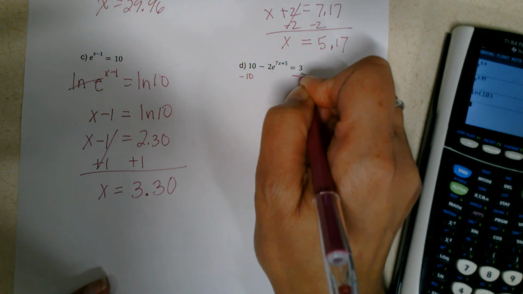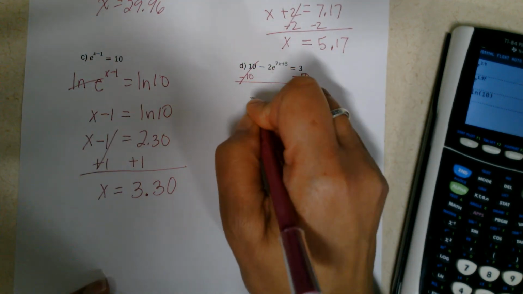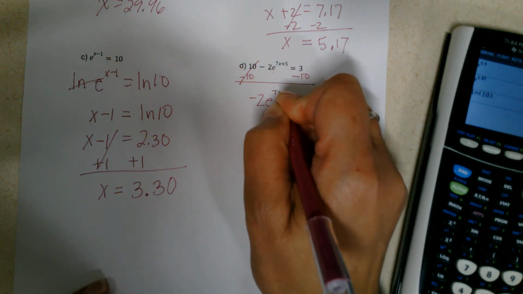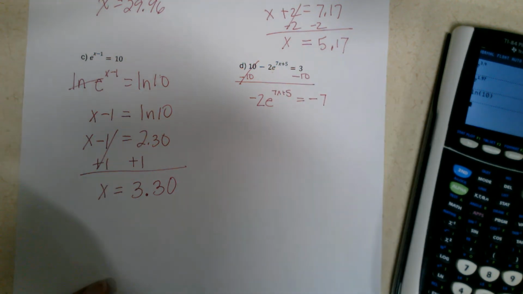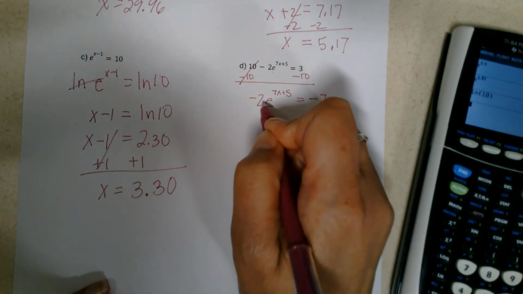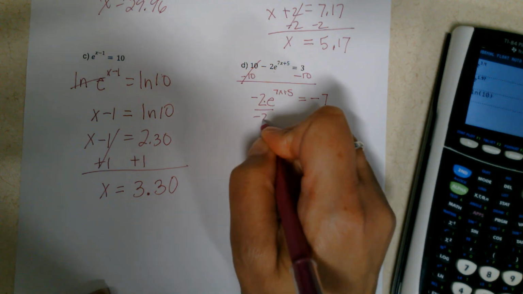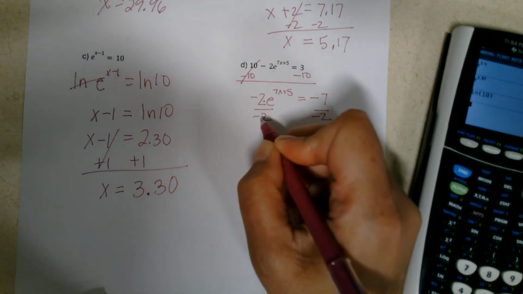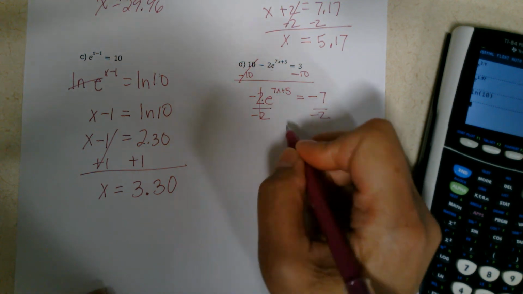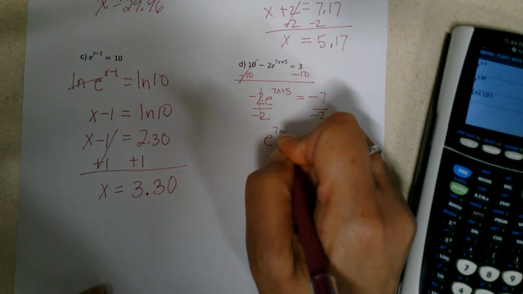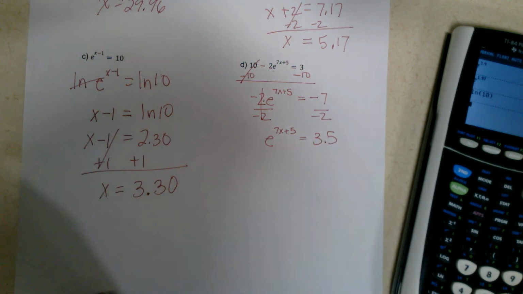So we're going to use our inverse operations. It's positive. We're going to subtract 10. Negative 2 equals e to the 7x plus 5. 3 minus 10 is negative 7. Okay, after that, this 2 is being multiplied. What do we do? Undo it using division. So we divide both sides by negative 2. The negative goes with it because we're just dividing. We're not adding or subtracting. So we're at e to the 7x plus 5 equals positive 3.5.